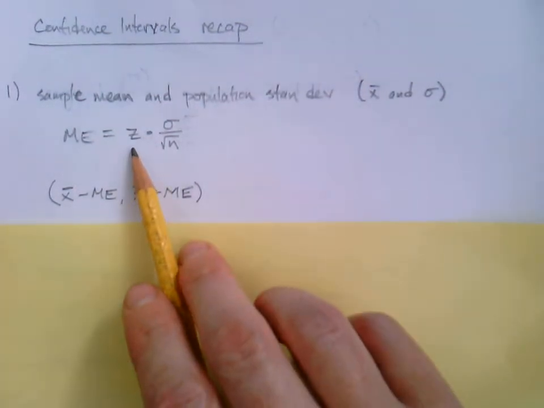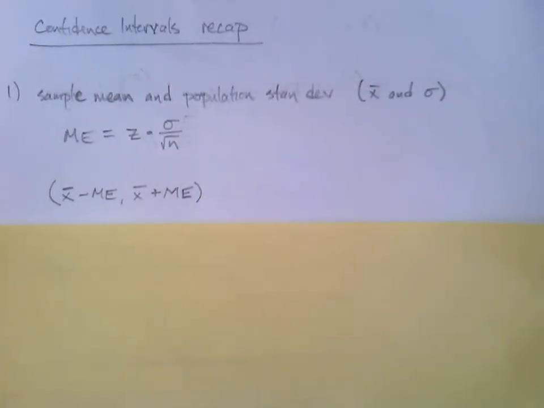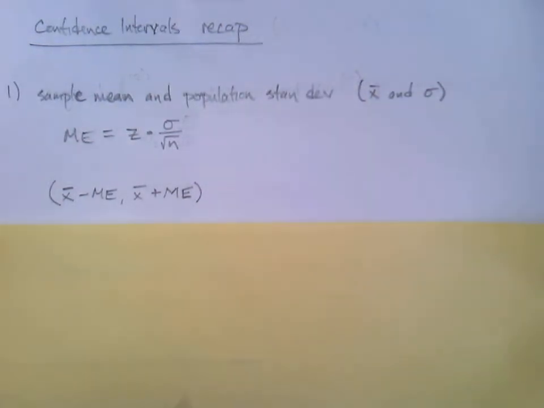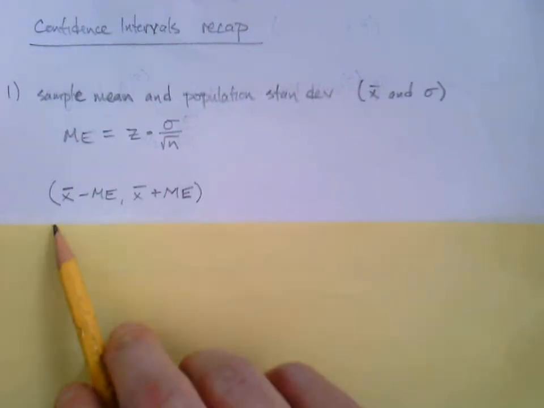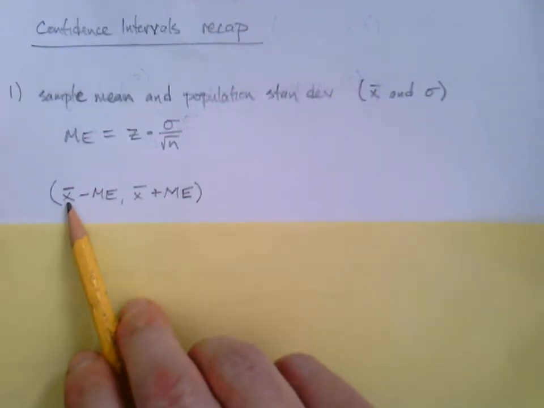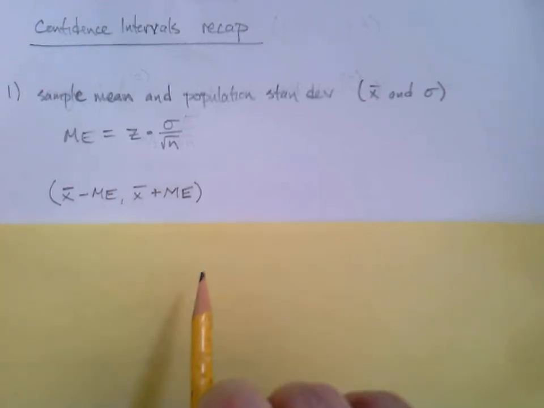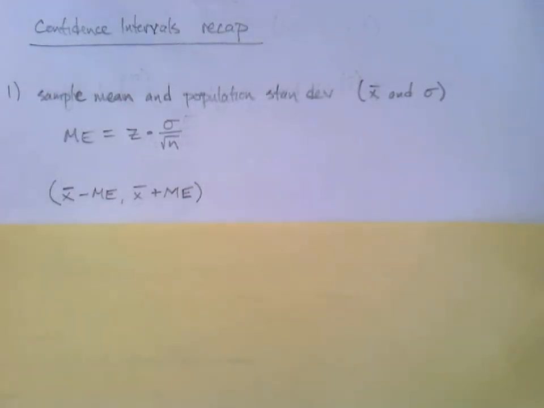Okay, so we would take that and multiply it by sigma over the square root of our sample size n. That gave us the distance that we would count off of the sample average, which is x bar in the middle. So to calculate the confidence interval, we would say the lower value is the sample mean x bar minus the margin of error, and the upper value is the sample mean x bar plus the margin of error. Just a really quick recap of how we do those when we're given the sample mean and the population standard deviation.